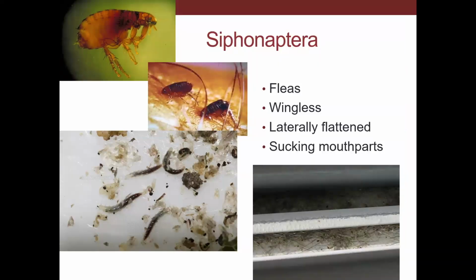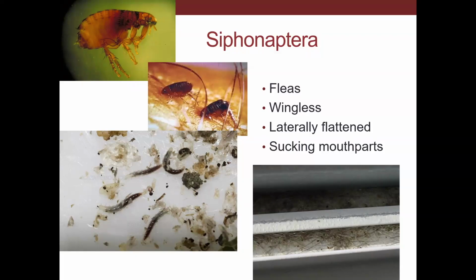Siphonaptera are the fleas. These are going to be wingless. They are laterally flattened, which means that they're squished up and down. And essentially everything about a flea is making it able to run through the hairs on an animal's body. So it is squished so it can fit through those hairs. The hairs or spines that they have on their body are going to be directed backward, so it's not catching on anything. The adult fleas are going to be ectoparasites. They live on their host.